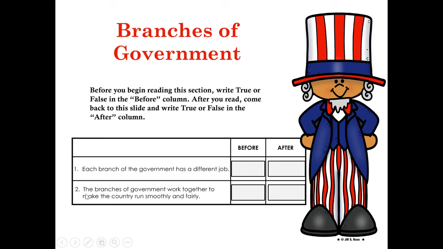The second one says the branches of government work together to make the country run smoothly and fairly. You're going to put that answer here in the after box, true or false. The branches of government work together to make the country run smoothly and fairly.